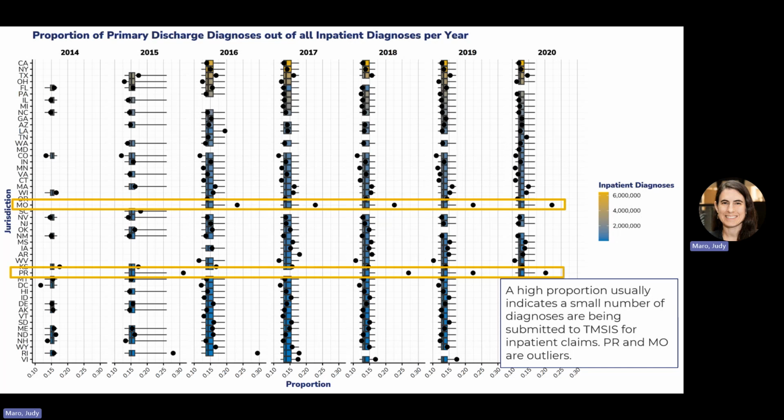Essentially, when a claim is submitted, it can be submitted with a variable number of diagnoses. And so certain jurisdictions may choose to submit very few diagnoses. If that happens, then the ratio or the proportion of the primary discharge to the total number of diagnoses will be markedly different than in places where there can be 10 or 12 or 15 overall diagnosis codes submitted on the same claim for a given inpatient visit.